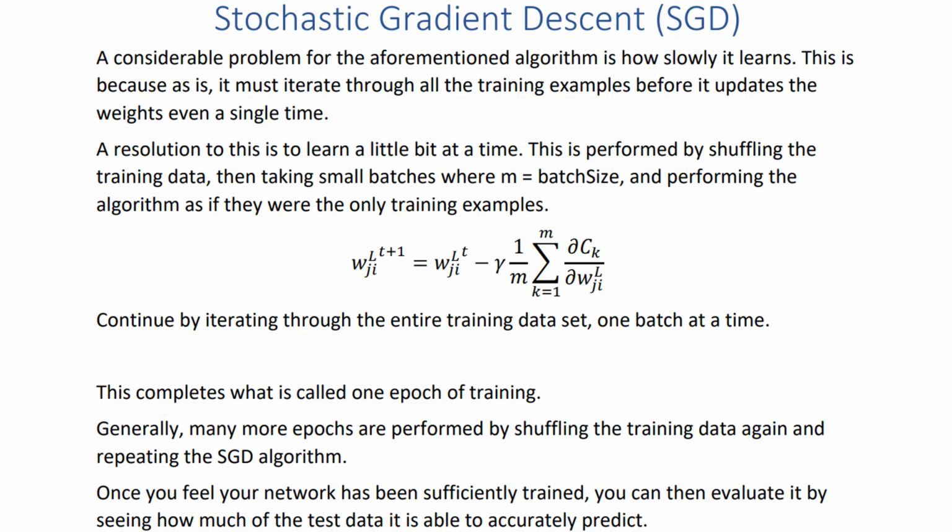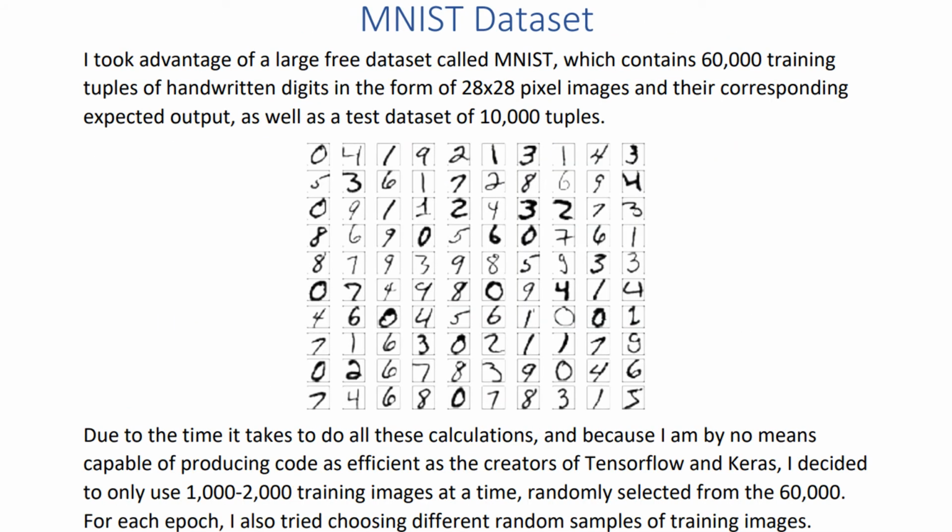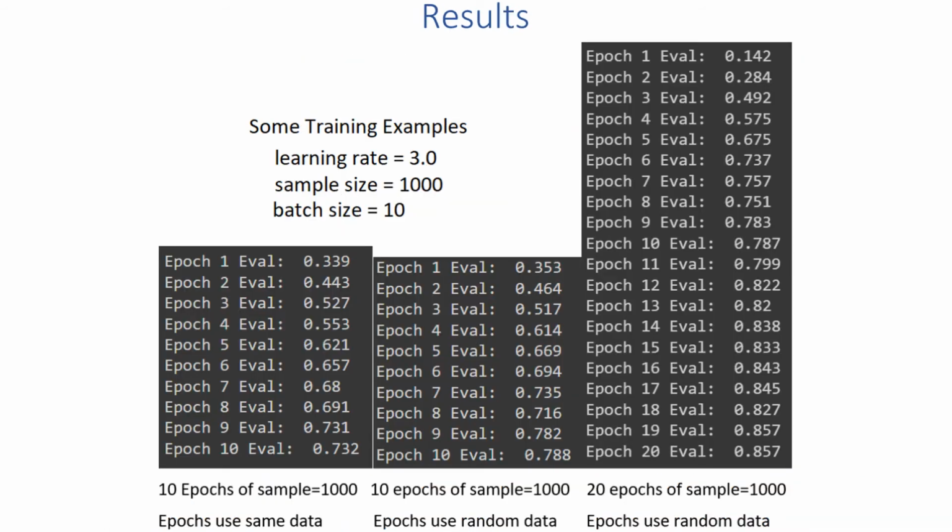And for stochastic gradient descent, you usually have many epochs, and you just do this over and over. Once you feel your network has been sufficiently trained, you can evaluate it to see how much of the test data it is able to accurately predict. So I took advantage of what's called the MNIST dataset, which is just a large dataset of handwritten digits and their expected values. I only train my network on 1 to 2,000 examples at a time, as opposed to all 60,000, for the sake of time, because it would take a million years. So my results aren't as good as the true scope of this network could be, because I did not use all the examples. But here are some sample results.